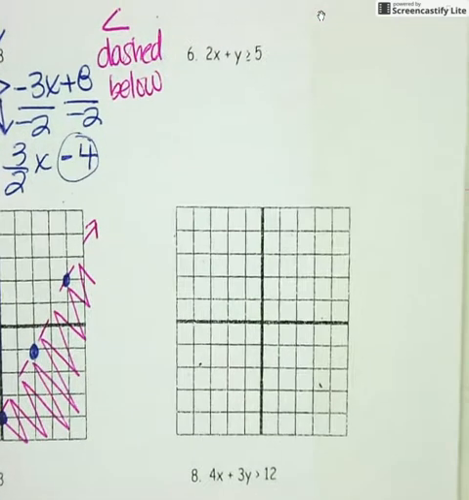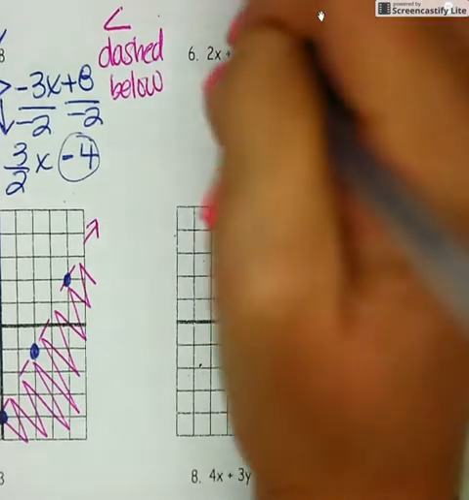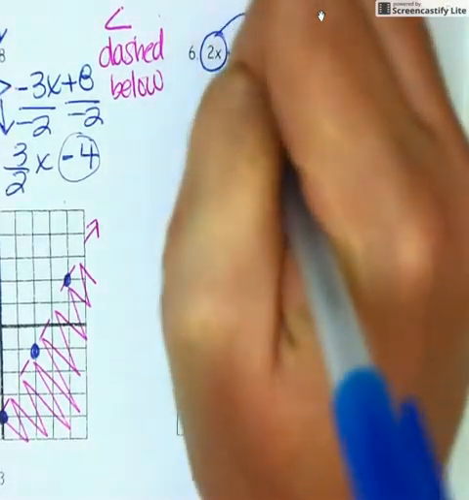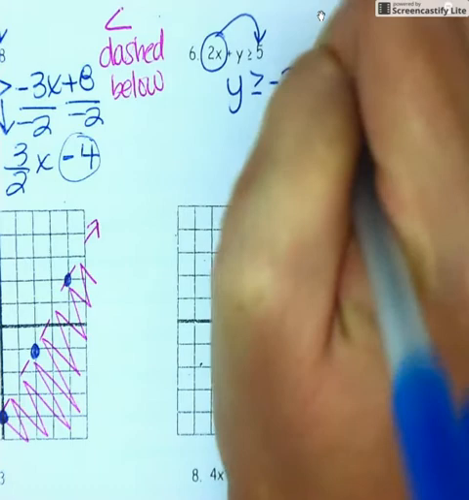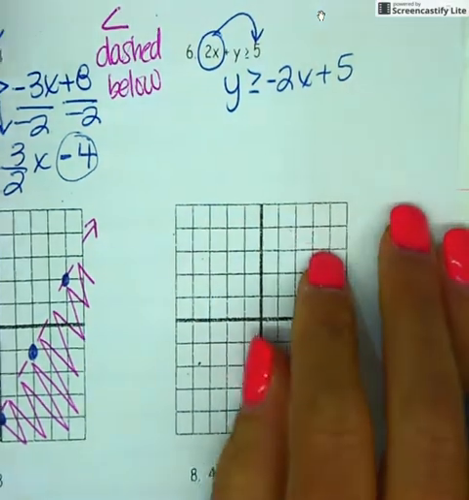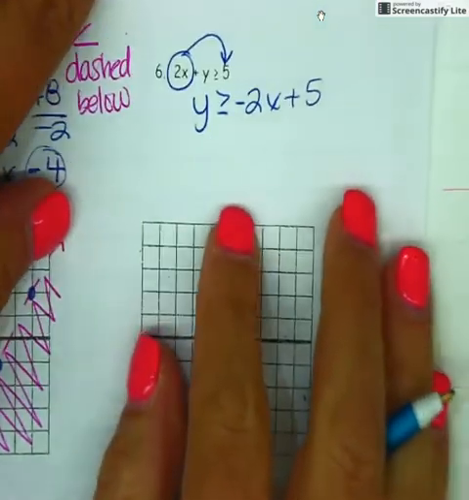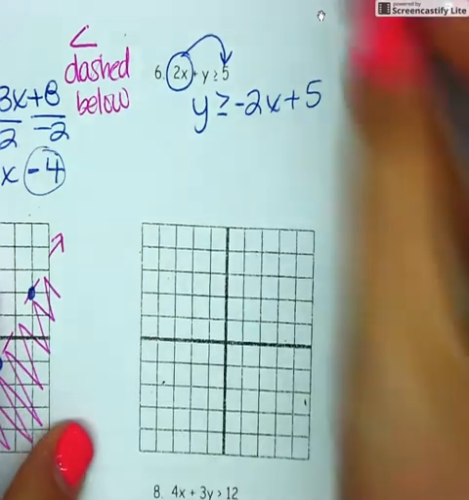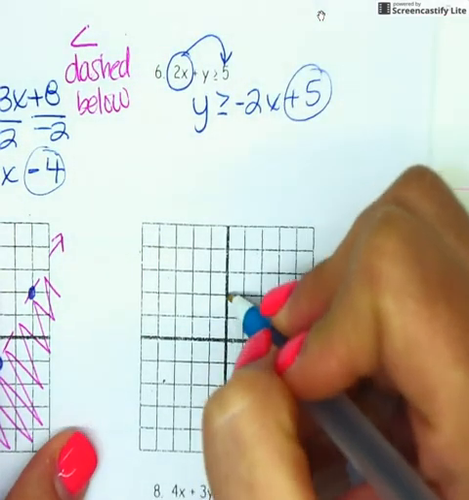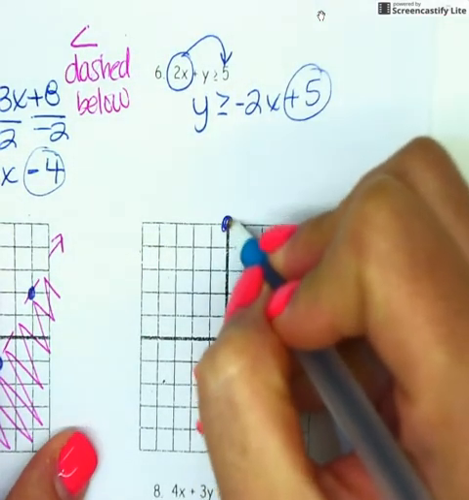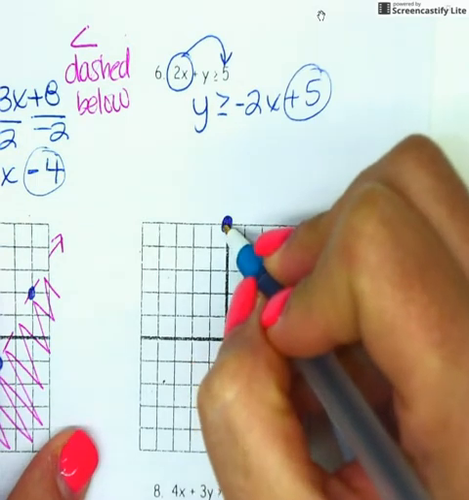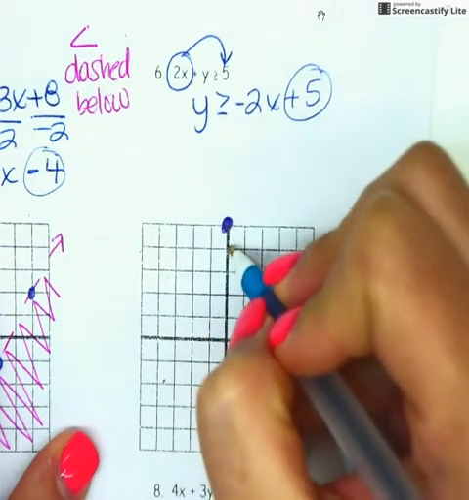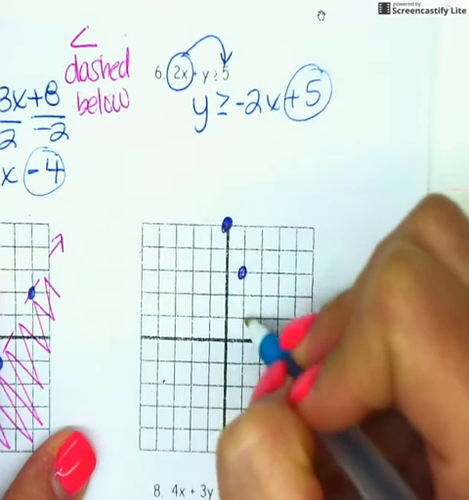Number 6, when I move my 2x, it becomes negative. Now y is all by itself. So I'm going to start at my plus 5. 1, 2, 3, 4, 5. And I'm going to graph my slope. That's a rise of negative 2. So that's down 2 and right 1.